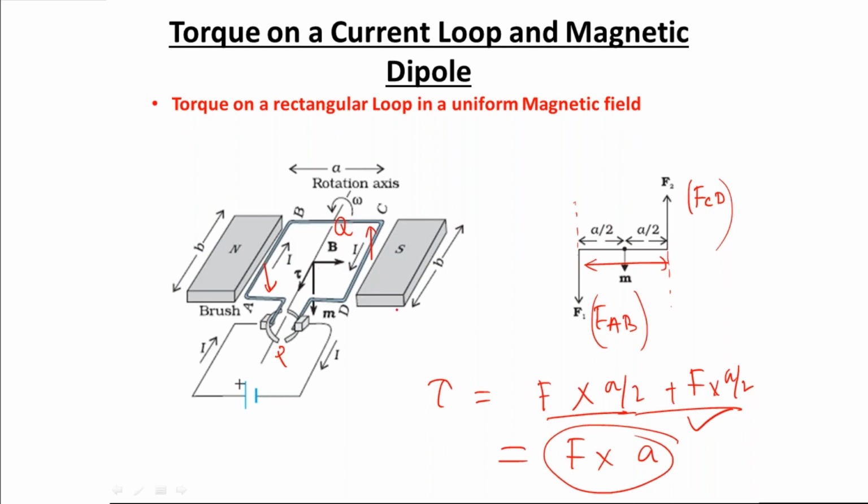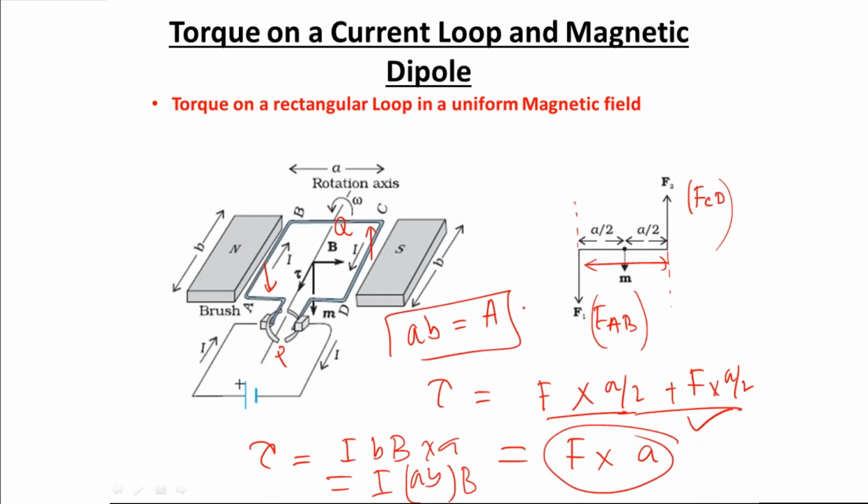What is the better form of this? We can just get the magnitude of the torque. So F is I, B into B, and you have got an A. So look here, A, B into B. What is A into B for this rectangular loop? This is the area of the loop. So I can write this torque as I into A into B, where B is the magnetic field.